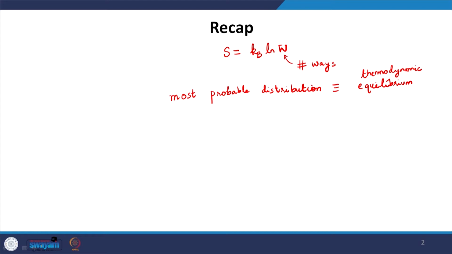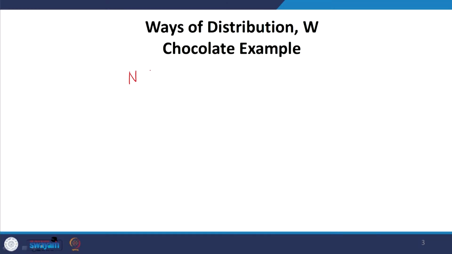So, before we discuss the molecular system, let us step back a bit and look at a simpler example I have been discussing. So, for example, you may imagine that you have a box of chocolates. So, let us say for example, you have n chocolates that you want to distribute to some n students. And the question is, in how many ways can we do it, and what is the most probable distribution for that.